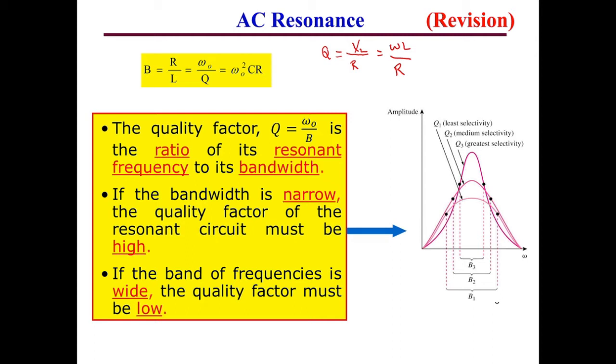Okay, so the quality factor can also be obtained from omega naught over B, right? Now if the bandwidth is narrow, that means B is small, then the quality factor will be high. Okay, so as the bandwidth goes down, the quality factor goes up, so there will be more selectivity.